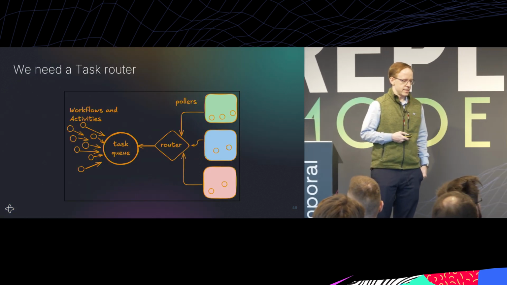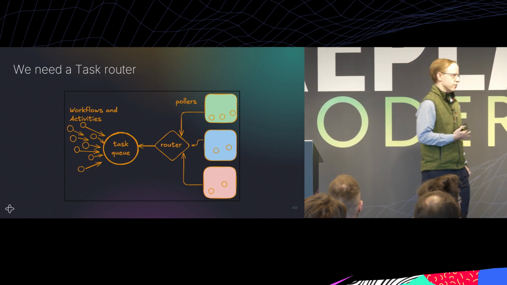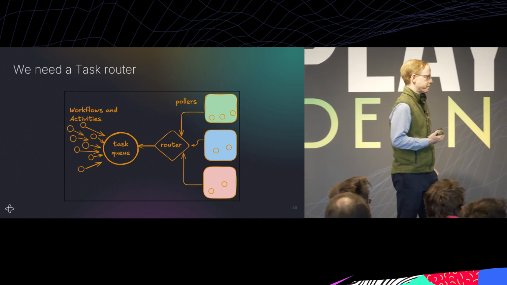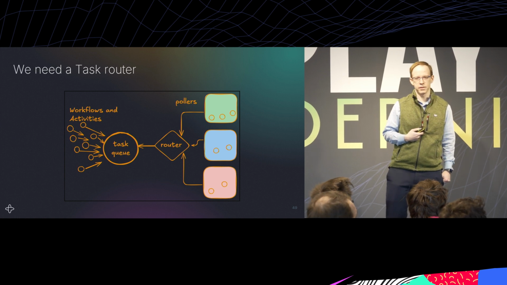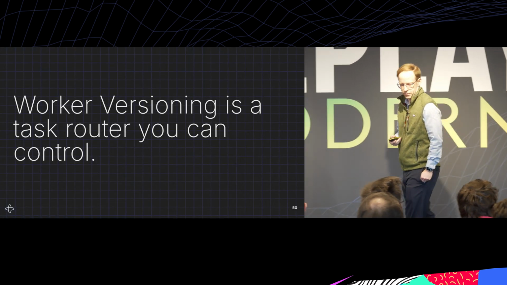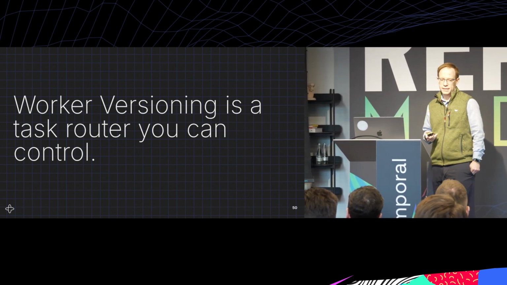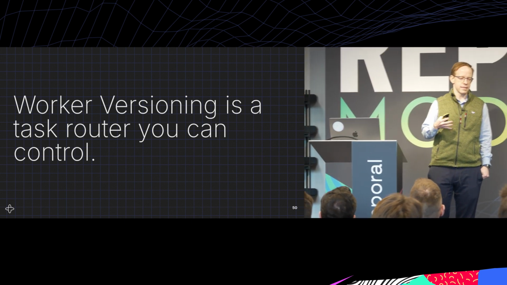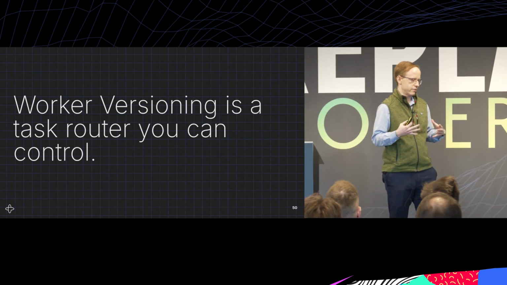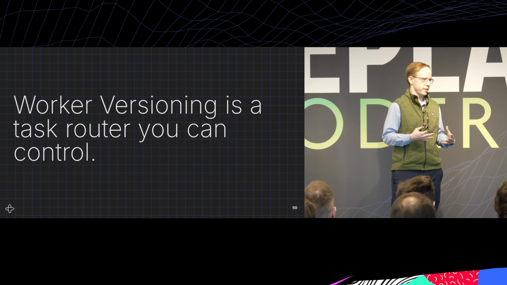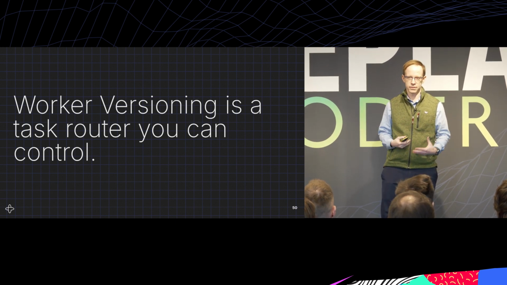So what we really need is a router, something in between the task queue and the pollers that you can control in your deployment system so that you can decide which tasks go to which workers. And that's really what worker versioning is. It's a task router that you can control. It is going to allow you to take the complexity that you experience every time you deploy a workflow change and move it into your deployment system and solve it once rather than every single time you do an upgrade.